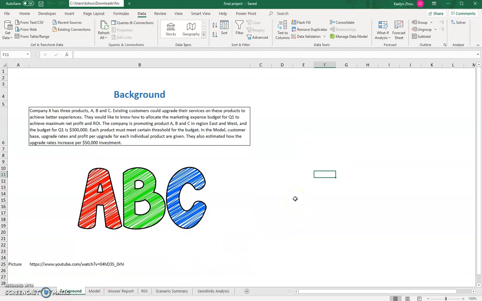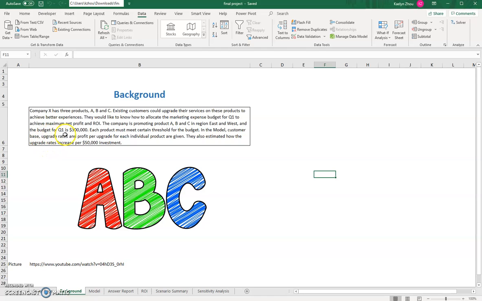The scenario is based on my company, and I also simplified the background into 3 product types. Company X has 3 products A, B, and C. Existing customers could upgrade their services on these products to achieve better experiences. They would like to know how to allocate the marketing expense budget for Q1 to achieve maximum net profit and ROI. The company is promoting products A, B, and C in regions East and West.